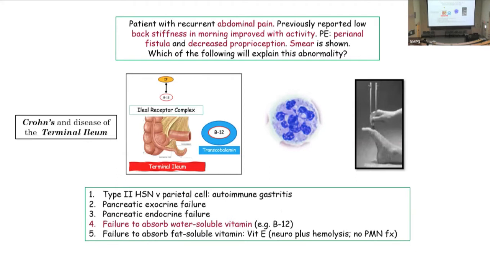Decreased proprioception. Smear shown, there's your hypersegmented PMN. So this is a B12 deficient patient because they have neurologic manifestation. And so which explains the abnormality, but what is B12? B12 is a water-soluble vitamin, right? This patient may also have problems with fat-soluble vitamins as well. Vitamin E, neuromanifestation, yes, but they should have hemolysis, and it doesn't do anything to cause that hypersegmented PMN. Again, that's the importance of the hypersegmented PMN. It's the language of B12 deficiency.